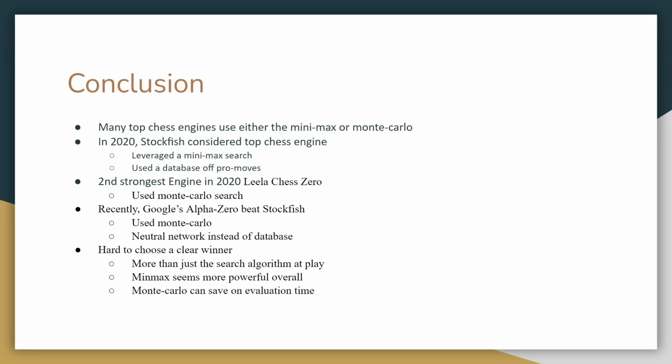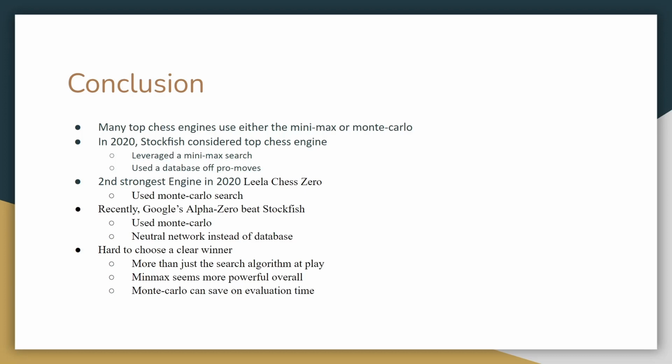And then recently, Google's AlphaZero is actually able to beat Stockfish, and they went with the Monte Carlo algorithm, which is interesting. But instead of using a database of pro moves, they used a neural network to produce some of the heuristics in the decision-making process. So that could have given them their advantage over Stockfish's previous design. And so for us, in conclusion, it's hard to conclude whether Monte Carlo is better or the min-max algorithm is better.